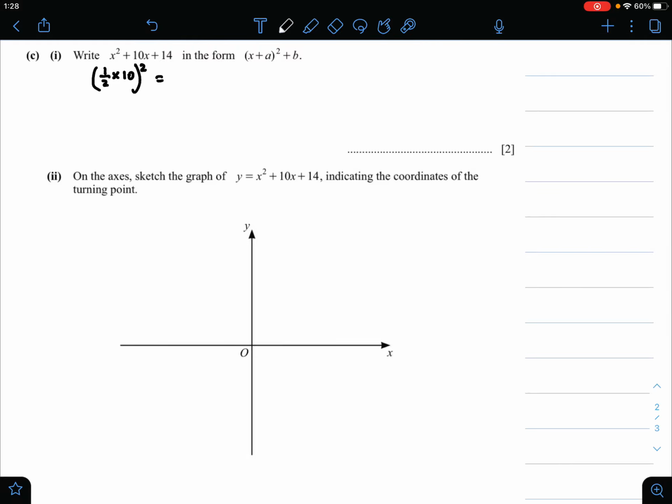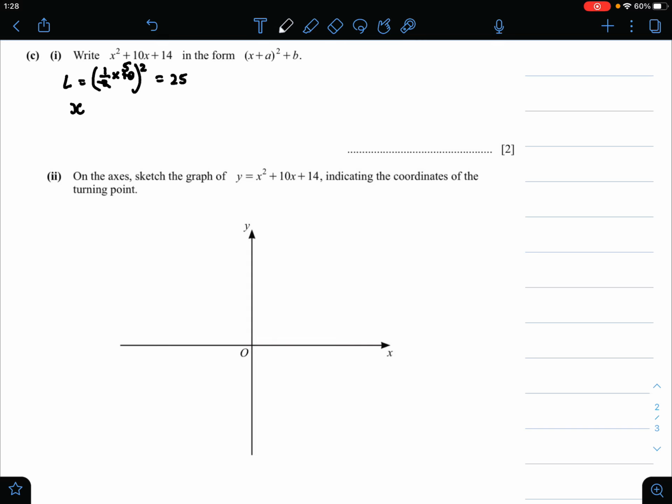So half of 10, which is equal to 5, and 5 squared is 25. So you don't have to find the middle term, you have to find the last term. That is my mistake, so I'll label it as L for the last term. So 5 squared, which is 25. Now you can rewrite this equation.